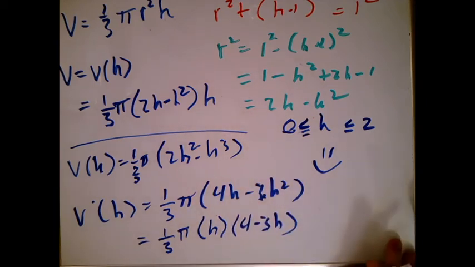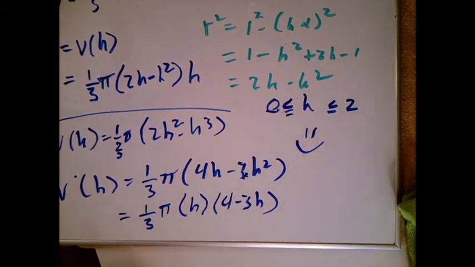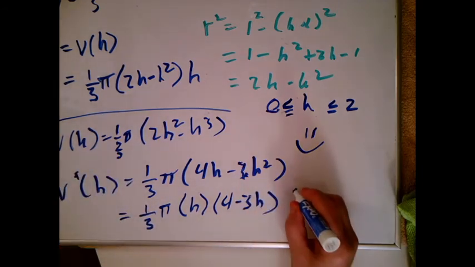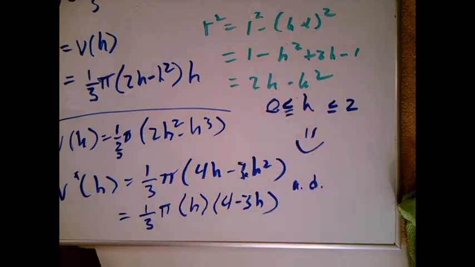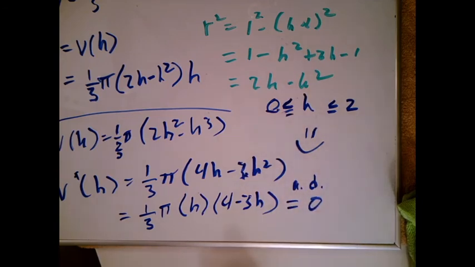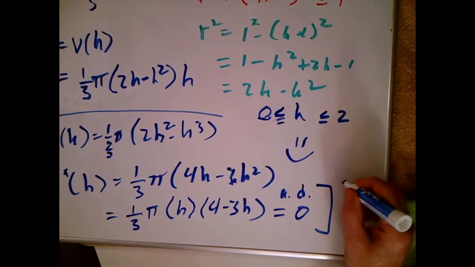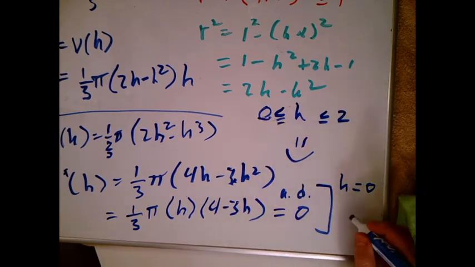Now once we have the derivative, we're supposed to start looking for critical points. Critical points are where the derivative is undefined or 0. This is always defined, and I'm just going to put a little AD here to let everybody know it's always defined, and then we set it equal to 0. When we set it equal to 0, we get two answers, yes? Let's put our answers over here. We're going to get h equals 0, and we're going to get h equals 4/3.